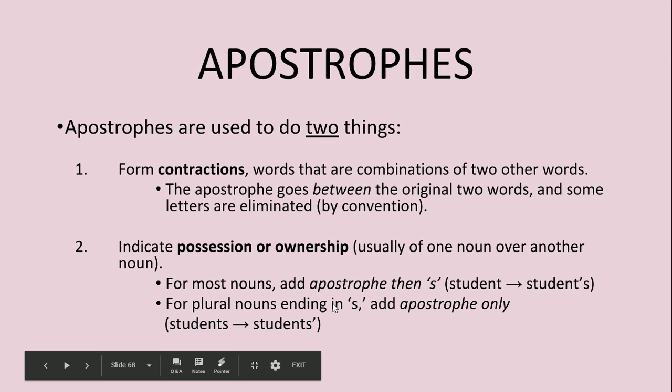But for plural nouns ending in S, you only add an apostrophe. Technically, you could also add another S, but that's unnecessary. You can just add an apostrophe and it's fine. So students versus students, and you can say students' pencils.